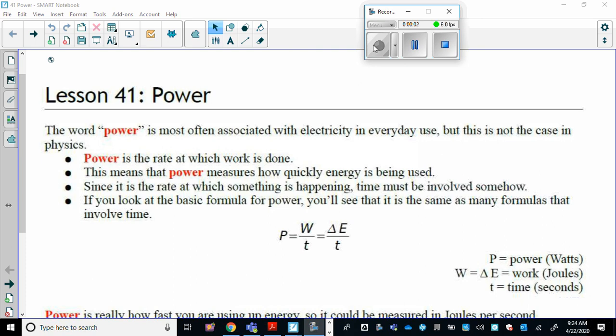Lesson 41 on power. It's a pretty short lesson. And power is very simply the rate at which work is done.